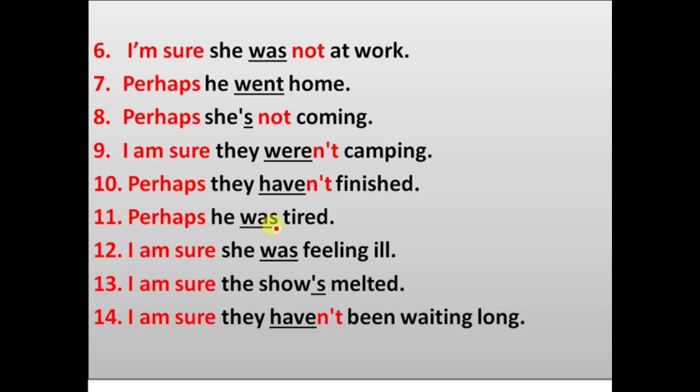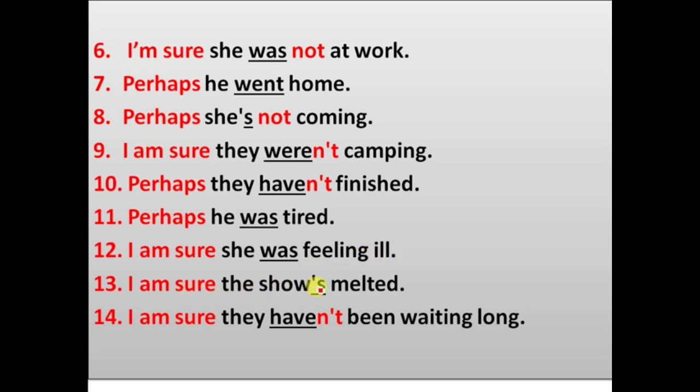Perhaps he was tired. Perhaps, not sure. Therefore, may or might. He might. Here is was. Therefore, have been. He might have been tired. I'm sure she was feeling ill. I'm sure, 100% sure. Sentence positive. Therefore, must. She must. Was becomes have been. She must have been feeling ill.